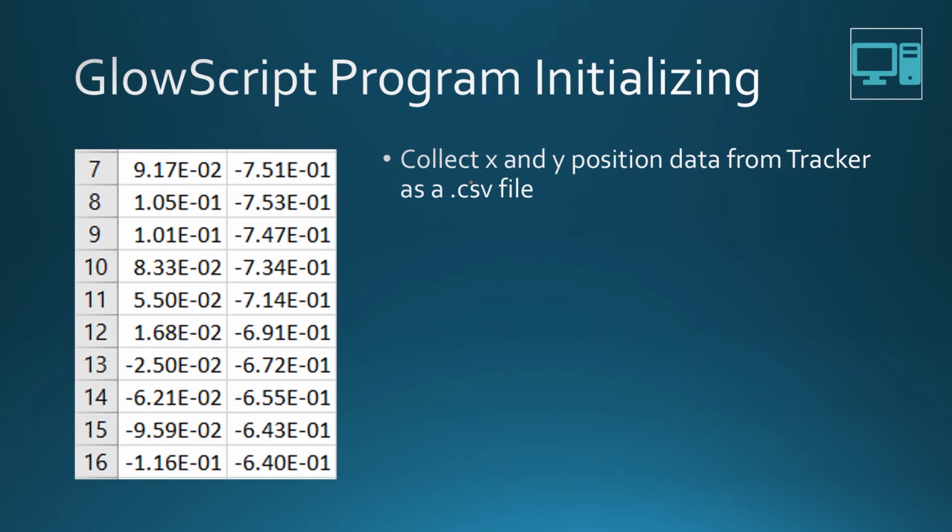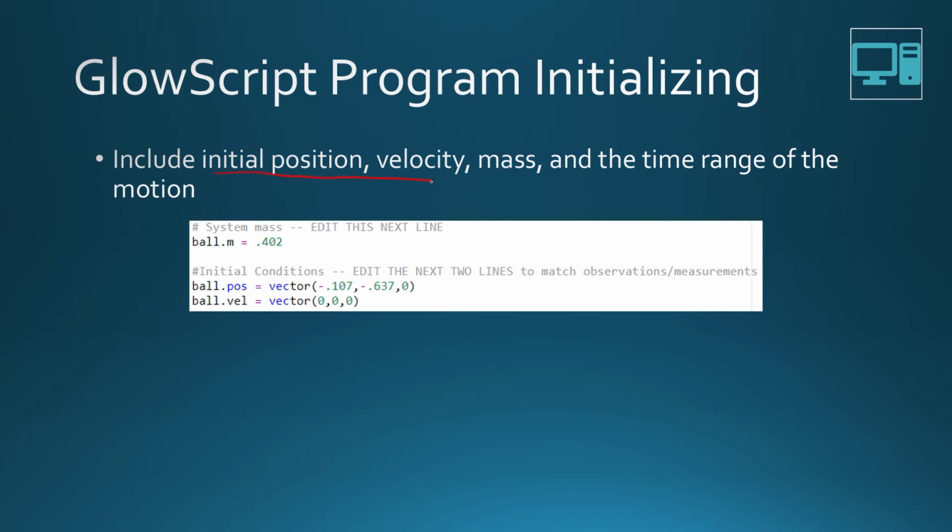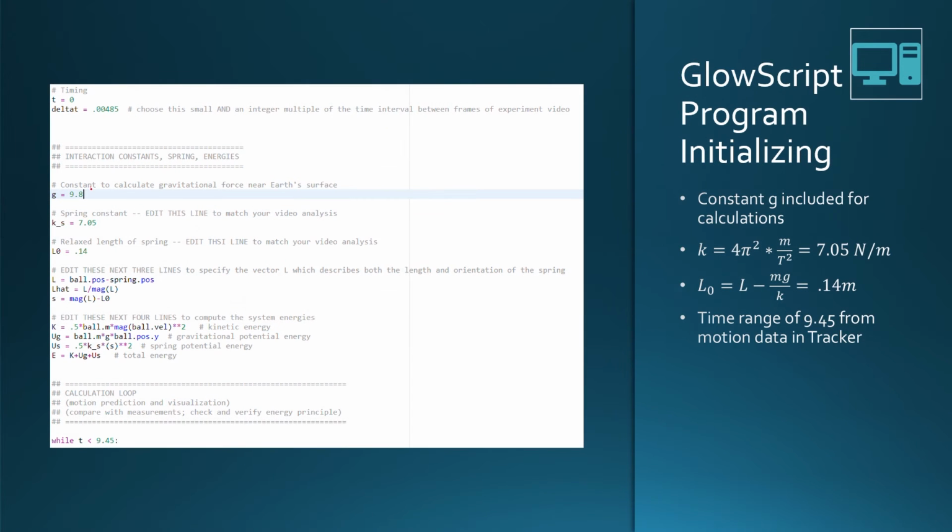To initialize my program, I collected the x and y position data from Tracker as a CSV file. You can see that on the left there. I also included the initial position, velocity, mass, and time range of the motion. You can see the mass, position, velocity. You can also see the constant g, the delta t, the k constant, which I calculated using the period I calculated earlier, as well as the relaxed length of the spring, also using the k constant I just calculated.